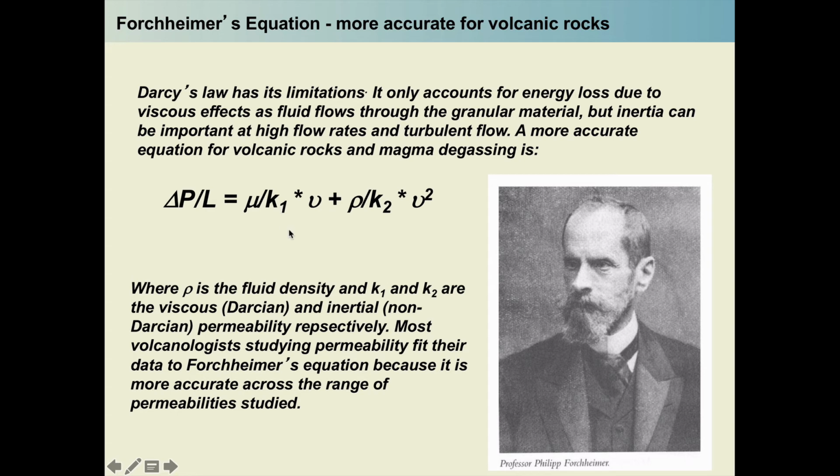So K sub 1 is the permeability due to viscous effects, so that's Darcian permeability. And K sub 2 is the inertial permeability. And that one is much less well understood in terms of its meaning for volcanic rocks and magmas, but K sub 1 is basically the Darcian permeability. So we use that usually for modeling magmas and volcanic rocks.